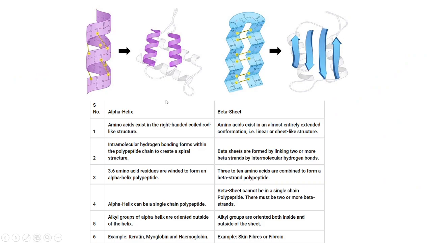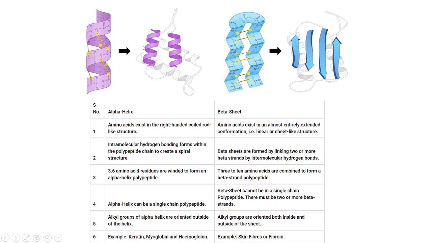So a little bit of difference between the alpha helix and beta sheet. The alpha helix, as you can see, is a spiral structure, a right-handed coiled rod-like structure, while beta sheets exist in an almost entirely extended conformation. There is intramolecular hydrogen bonding, as you can see in this sketch, so that's within the molecule. This hydrogen bonding in the polypeptide chain gives stability to the spiral structure, while beta sheets are formed by linking two or more beta strands through intermolecular hydrogen bonds. Different molecules form hydrogen bonds, so this is intermolecular.